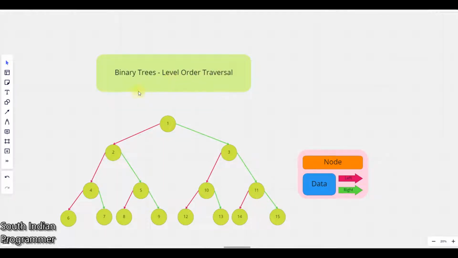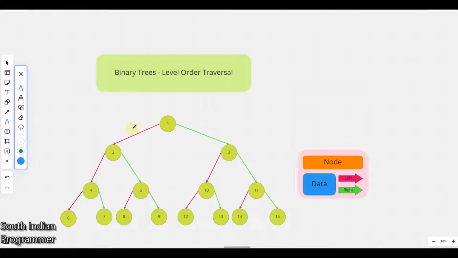Hello everyone, in this video we'll see binary tree level order traversal. We are given one binary tree and this is the node definition. We have data and right and left pointers. The task is that in each level you have to print these numbers.